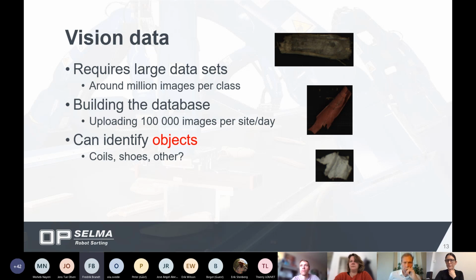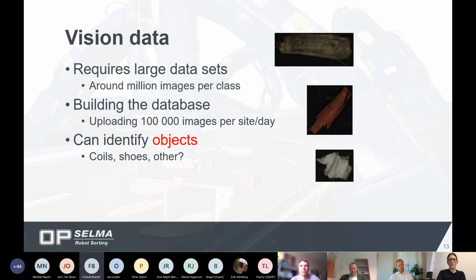Vision data for classification, like Erik said, could be quite tricky, and it requires large data sets and quite heavy computer capacity. This is the type of images that we work with every day to classify the materials. In the end, you need around 1 million images per class, very roughly, and it depends on the variation of each material. Wood has a very small variation, while plastic has a very, very big variation of the data.